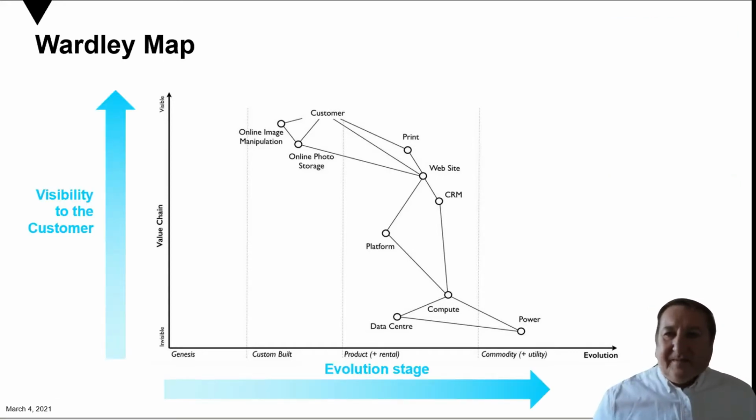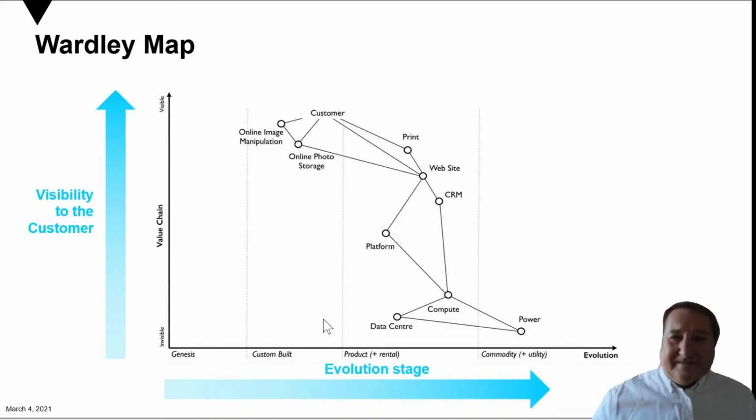We can see that components on a map are on certain places based on two dimensions. The vertical dimension defines visibility to the customer. The components on top are directly visible to the customer, and the components which are lower are less visible. The horizontal dimension defines the evolution stage of the component. So we could have a component in a genesis phase, which are products and services just invented, and so far the commercial value is unknown. It could be a success or failure.